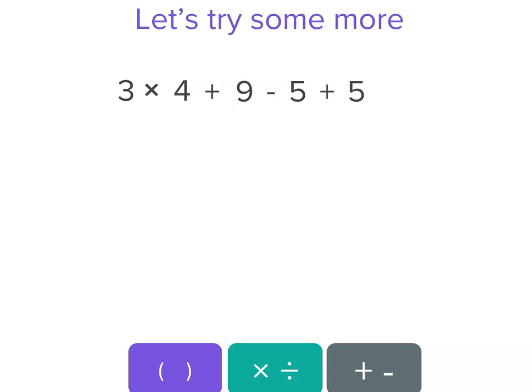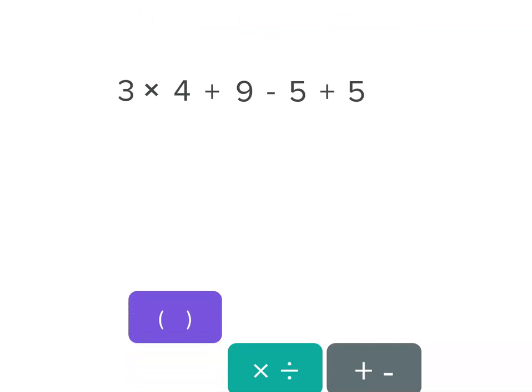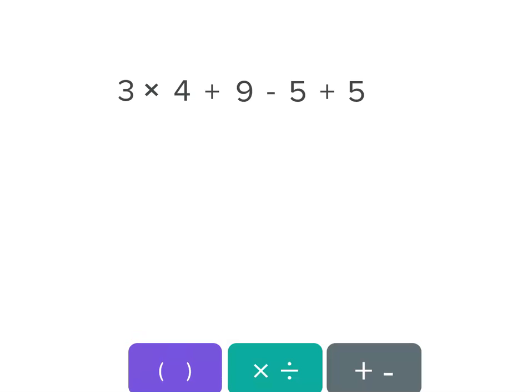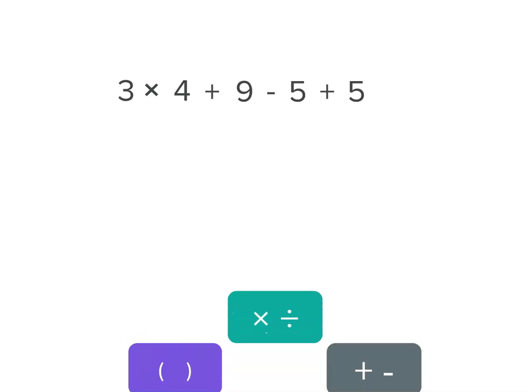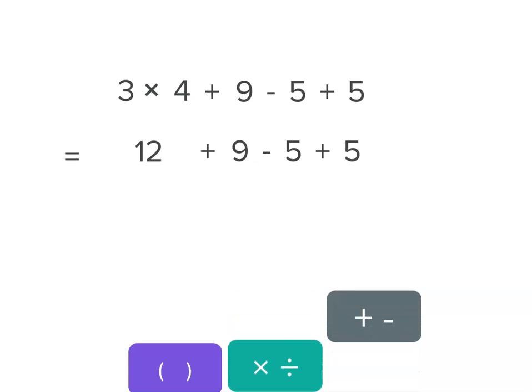Now let's try some more. In this case, we've actually got a multiplication, some addition, and some subtraction. But we don't have brackets. So when we go through our rules, we first check no brackets. We can look for multiplication or division. And we've actually got one. So 3 times 4 will get solved first, and that's equal to 12. Because now we've done all of our multiplication and division, we're left to do our addition and subtraction. And we go from left to right.